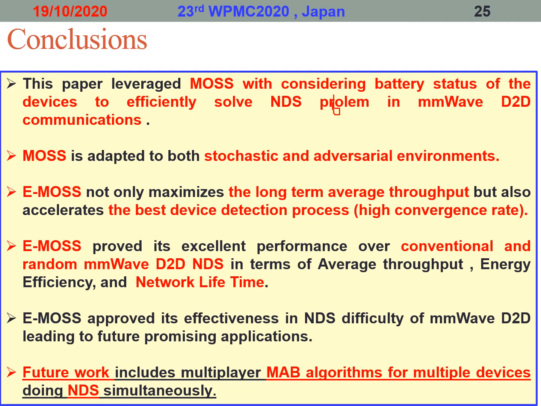In conclusion, in this paper we leveraged MOS to solve the neighbor discovery and selection problem in mmWave device communication, considering the remaining battery of selected devices. MOS is adaptable for both stochastic and adversarial environments. Energy-aware MOS not only maximizes the long-term throughput, but also accelerates the selection process with a high convergence rate. EMOS proves its excellent performance over conventional and random selection schemes in terms of average throughput, energy efficiency, and network lifetime, and easily solves the neighbor discovery and selection problem in mmWave, leading to promising future applications. One of the future works includes multiplayer bandit algorithms for multiple devices doing neighborhood discovery and selection simultaneously.